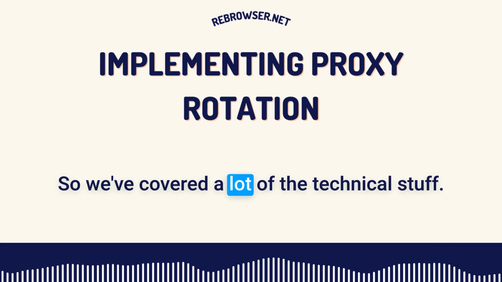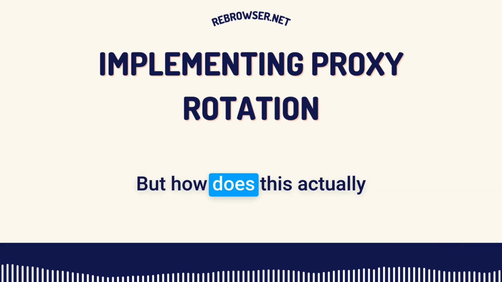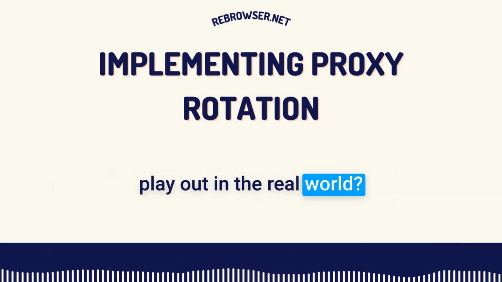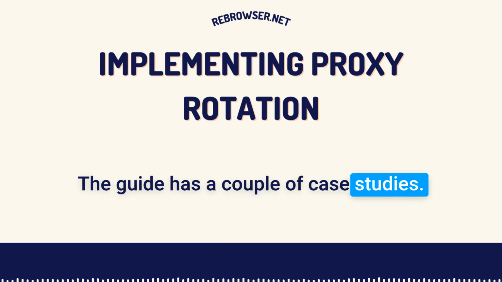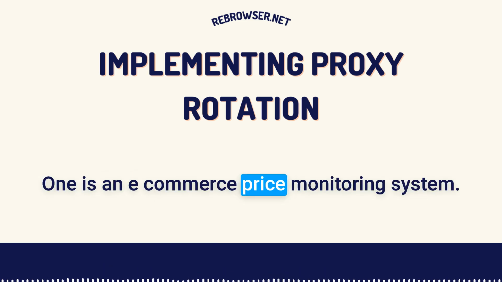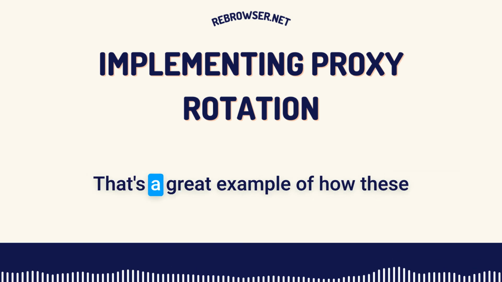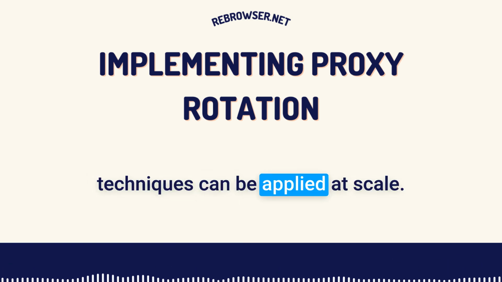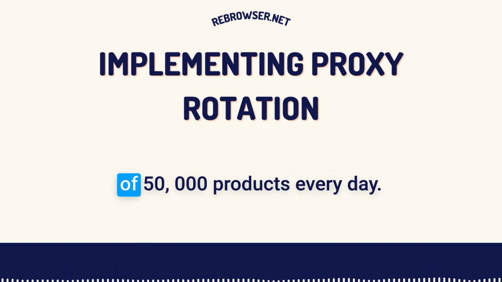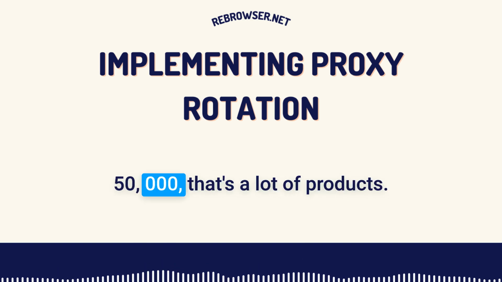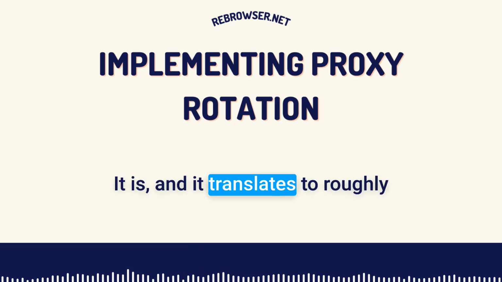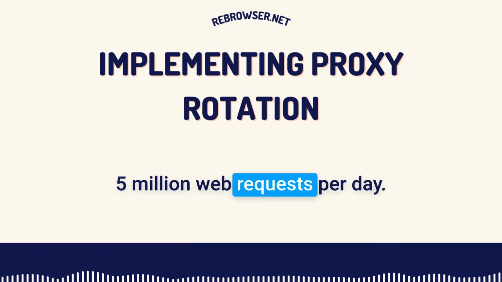Precisely. So we've covered a lot of the technical stuff, but how does this actually play out in the real world? The guide has a couple of case studies. One is an e-commerce price monitoring system. That's a great example of how these techniques can be applied at scale. They were tracking the prices of 50,000 products every day. 50,000, that's a lot of products. It is, and it translates to roughly 5 million web requests per day.